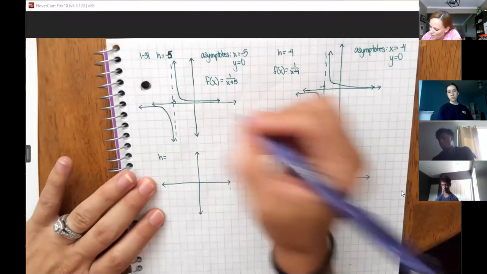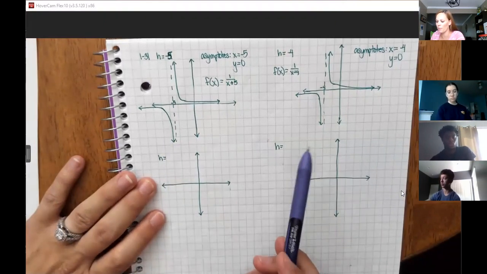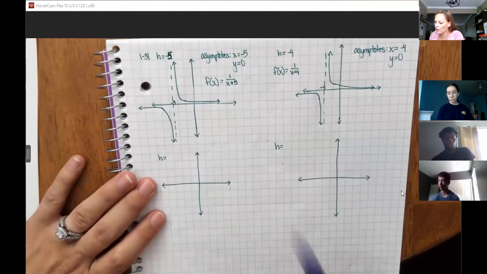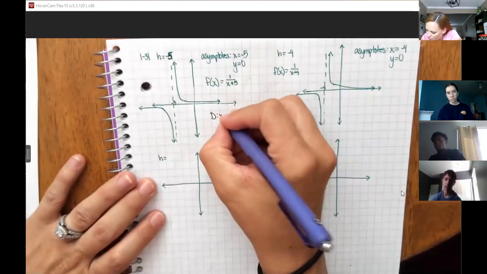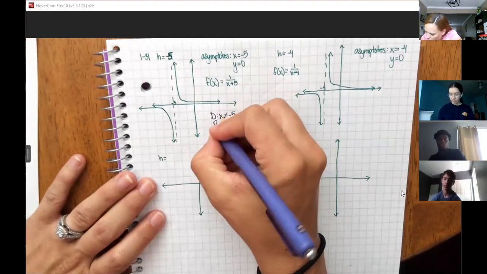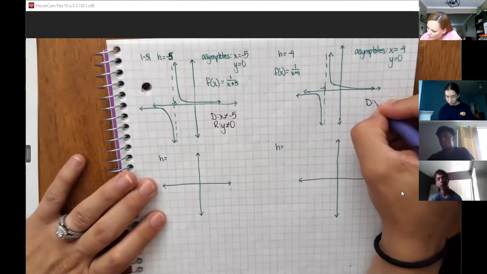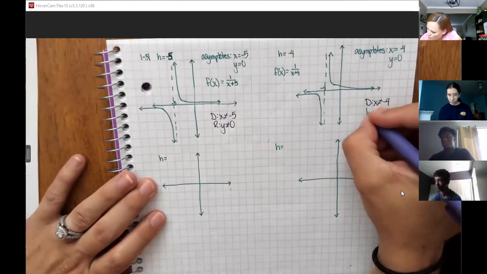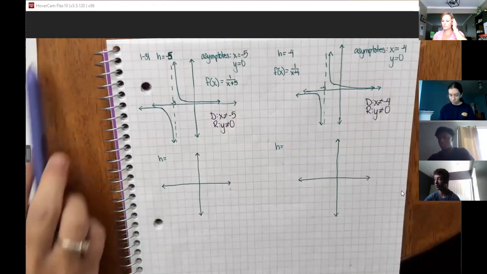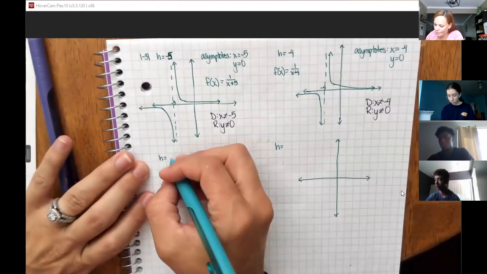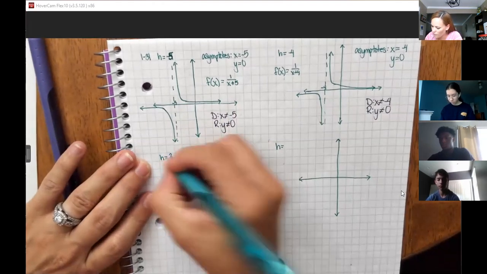Remember, while you're getting these, you should have at least 2 on your paper besides the one that you did. You don't necessarily have to put all of these unless it helps you see the pattern. Here the domain is x doesn't equal -5, and the range is y doesn't equal 0. Here the domain is x doesn't equal -4, and the range is y doesn't equal 0. We'll just do if h is 3.